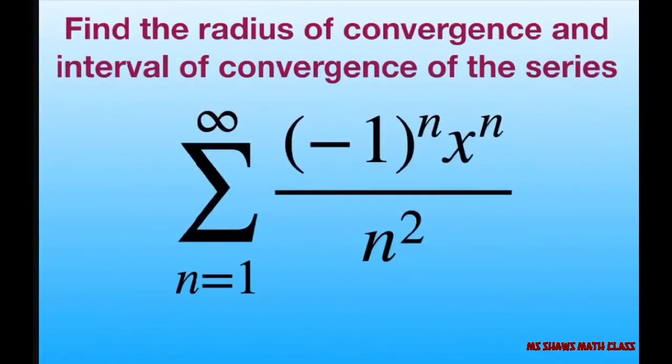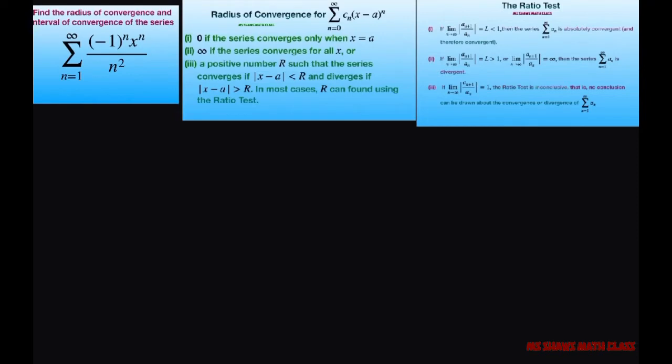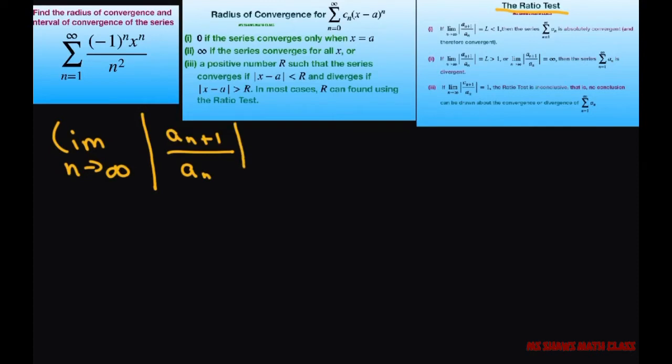Everyone, we're going to find the radius of convergence and interval of convergence for the series given. So we're going to use the ratio test given here and look at this as the limit as n approaches infinity of absolute value of a sub n plus 1 divided by a sub n. All right, this is going to equal the limit as n approaches infinity of absolute value of negative 1, and then everywhere there's an n, put n plus 1.